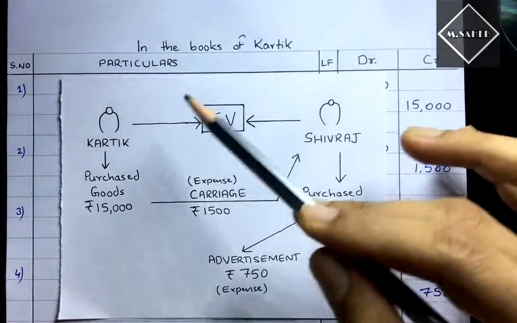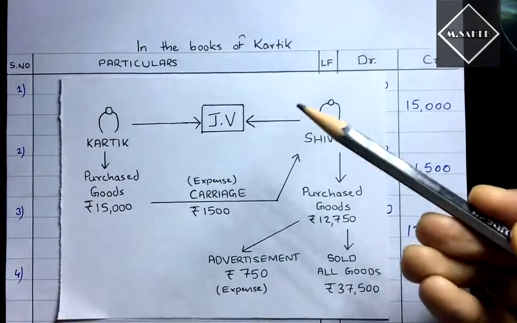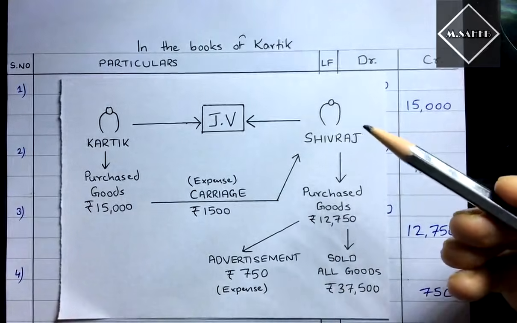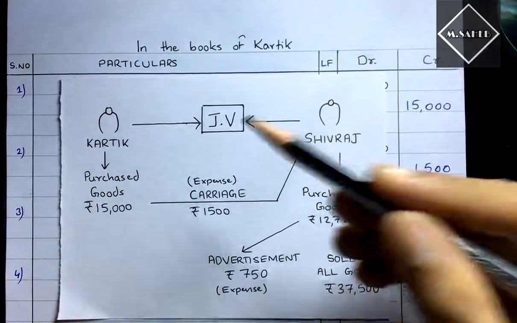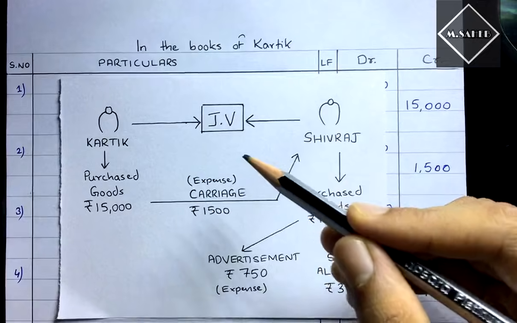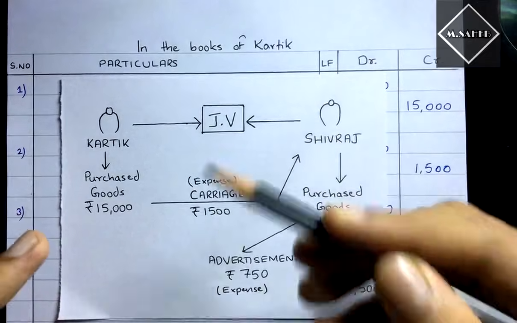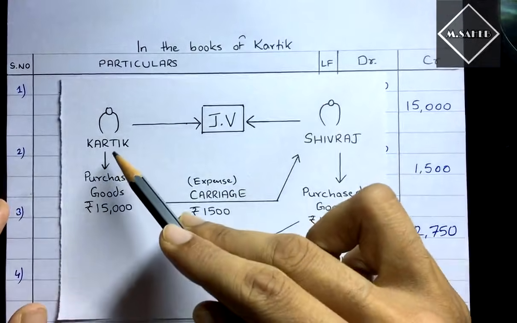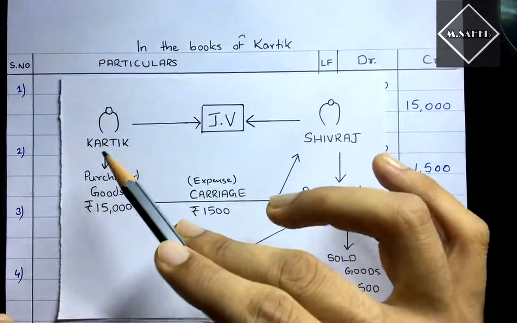So now expense is increasing. Expense of joint venture is increasing. I told you in the previous video, when the expense of joint venture increases, what you need to do? You need to debit the joint venture account. It is similar to trading and profit and loss accounts. So you have to debit the joint venture account. And who has purchased those goods? They are purchased by Karthik, right?